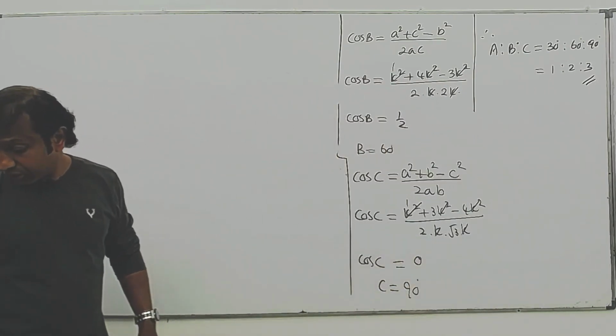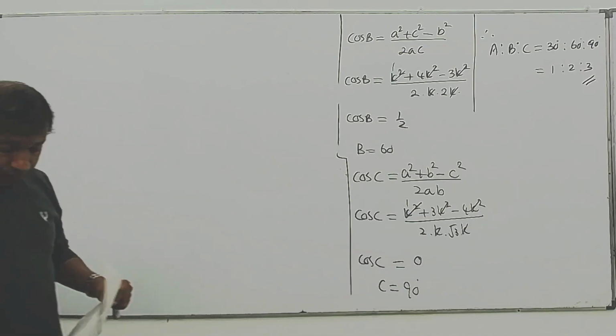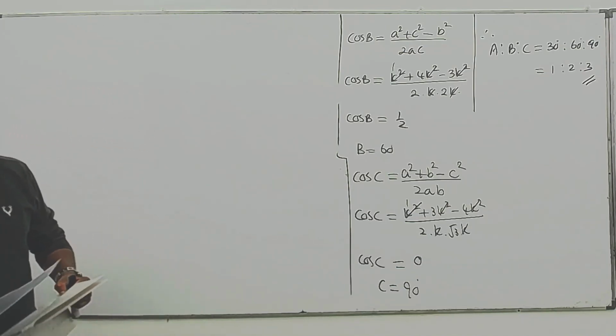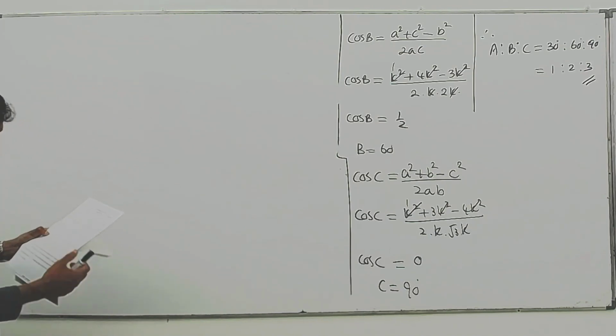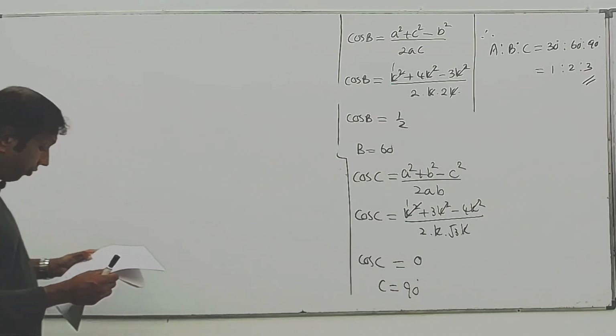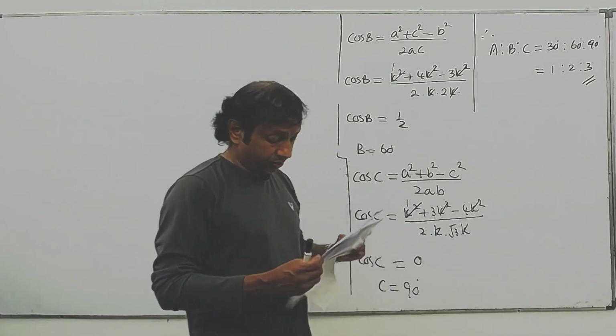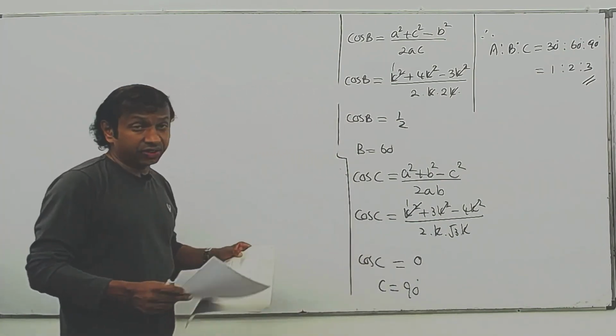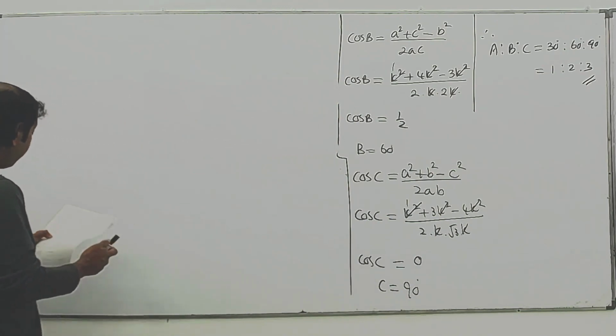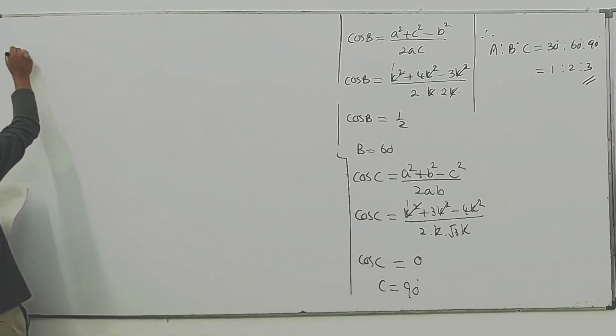number 3. Question number 3 says something like this. In the triangle ABC, A is (2, -3), B is (-2, 1), and its centroid lies on the line given. Find the path of the vertex C. Okay, now here we have number 3.